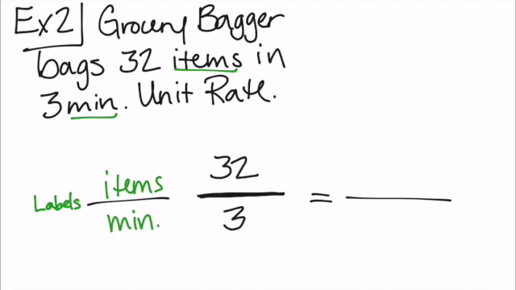Now the last line is where you really have to make a decision. What are we finding one of? Are we going to find how many items for 1 minute?